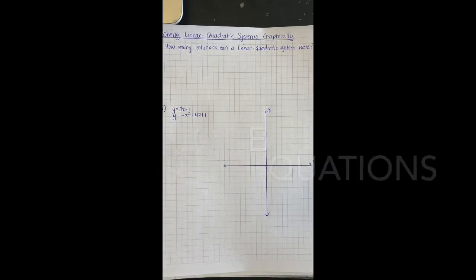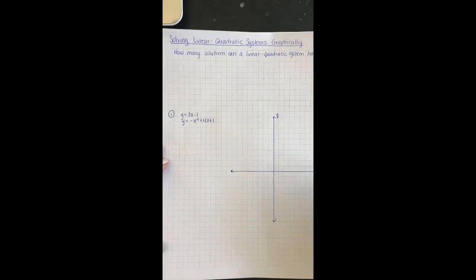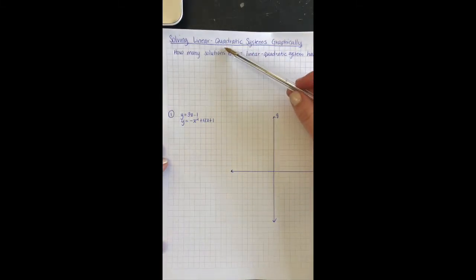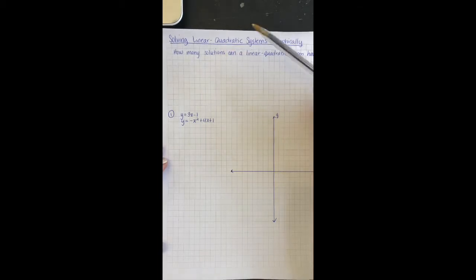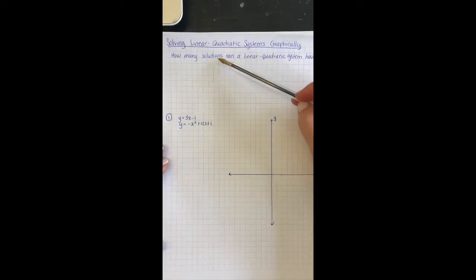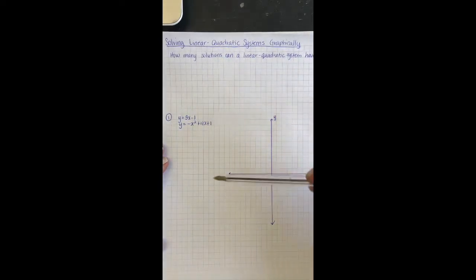Okay, so we're now going to talk about solving linear quadratic systems graphically. If you remember from doing linear systems, you're looking for where these two graphs intersect each other. Now it's going to be, instead of two lines, a parabola and a line. So my first question is, how many solutions can a linear quadratic system have?